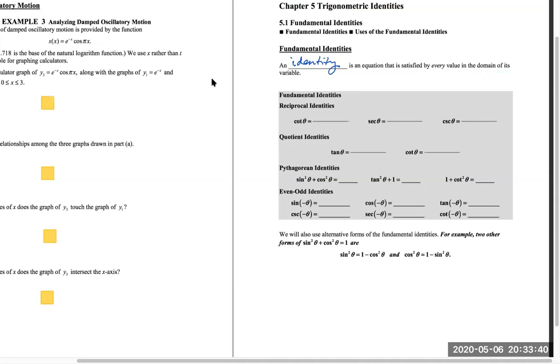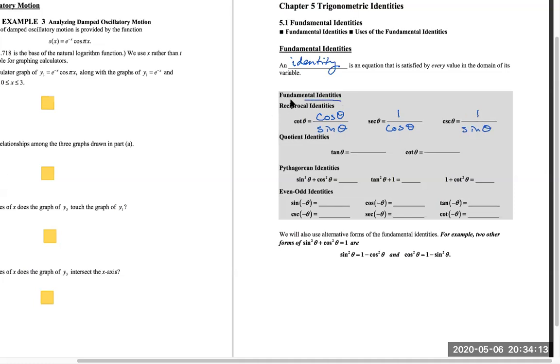Okay, so now the fundamental identities. We've already talked about a few of these previously, but it's been a long time. I think it was in chapter 2 that we started introducing these. So remember cotangent theta is cosine theta over sine theta. Secant theta is 1 over cosine theta. And cosecant theta is 1 over sine theta.